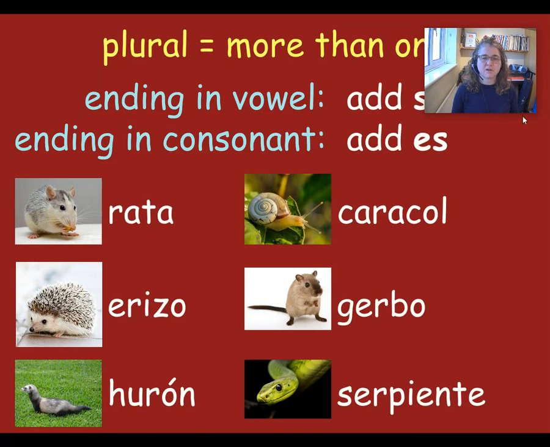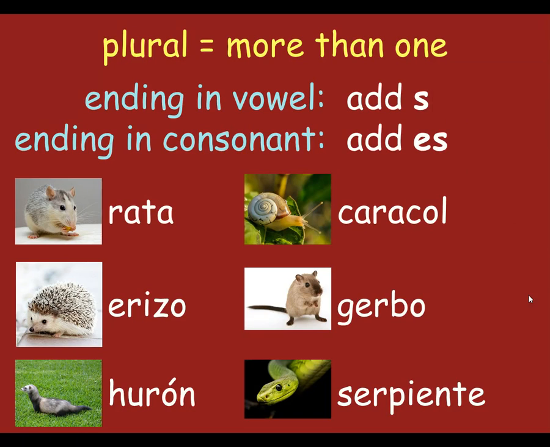So here are some more pet words. And what we need to do is work out whether we would add S or ES onto these pet words. So the first one is rata. Rata is a rat. But what do we need to add to say rats? Will it be S? Will it be ES? Which one do you think? It's S, ratas, because it ends in a vowel.